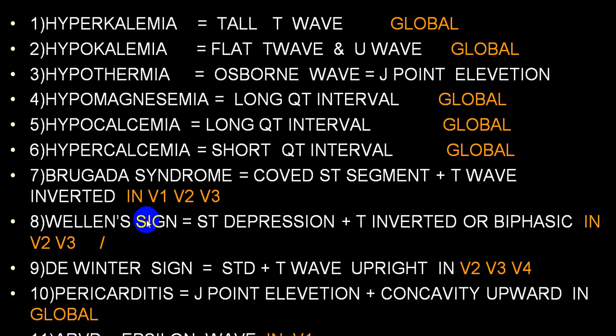De Winter sign, you will have ST depression with an upright T wave in V2, V3, V4. These both suggest tight occlusion of the left anterior descending branch. Pericarditis will have J point elevation with upward concavity, ST segment elevation. At the J point you might get a fish hook appearance, seen in multiple leads, plus you will see PR depression in the opposite direction of ST elevation, and in aVR you will get PR elevation with ST depression. In ARVD, in leads V1 and V2, you might see an epsilon wave. These are the characteristics. Look for those.